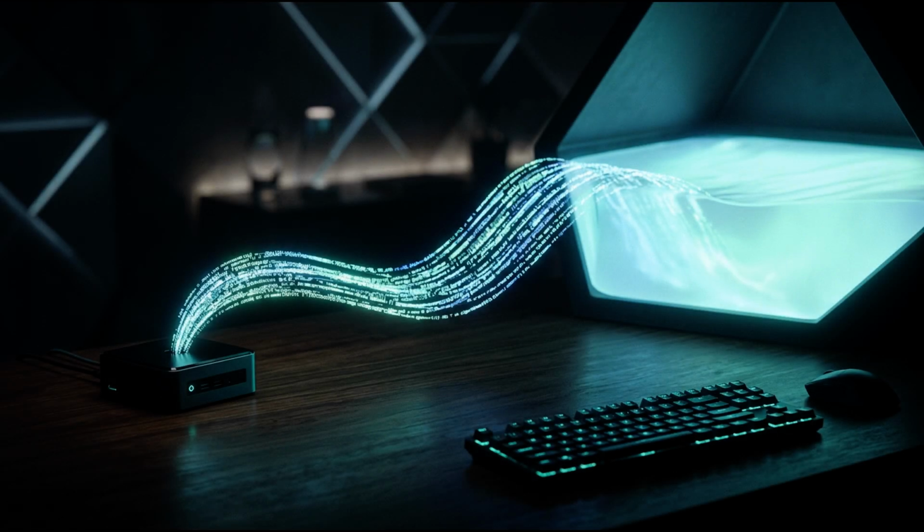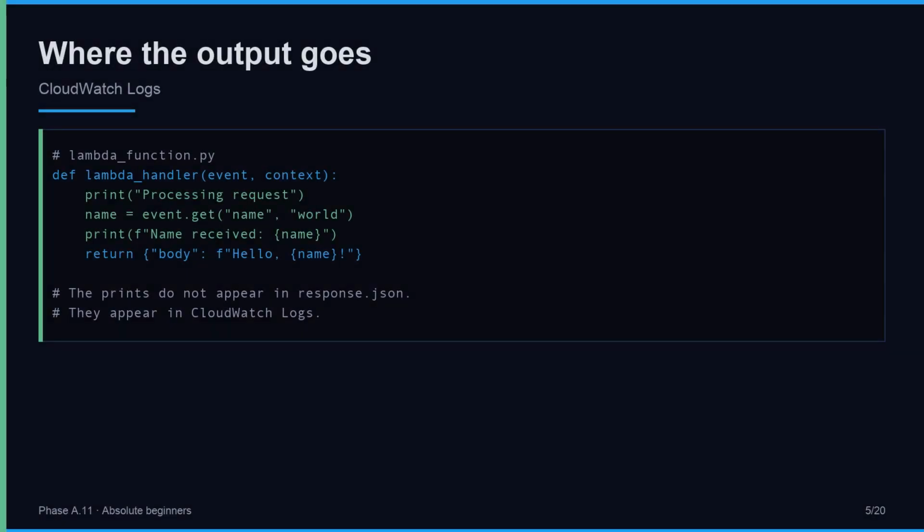Today you learn the answer, and how to read it. Where does it go? Here is the handler with two print statements added. When you invoke this function, the return value goes to response.json, but the prints do not. They go to CloudWatch logs automatically. You do not configure this, AWS wires it up for you. The lesson here is simple: whatever your function prints, or sends through the logging module, lands in CloudWatch. That is your eyes into the running function.